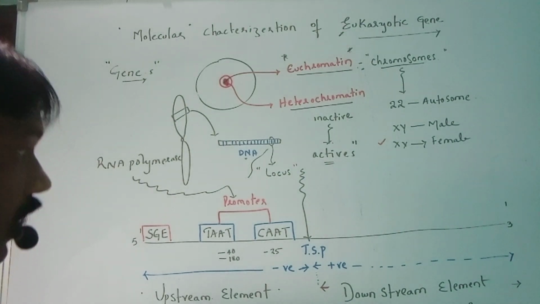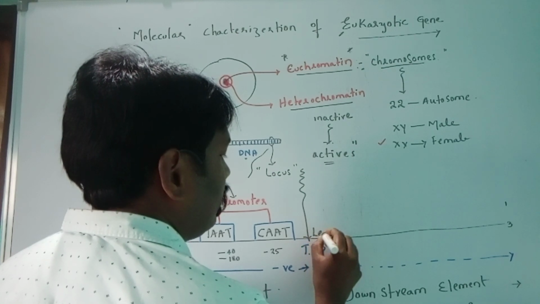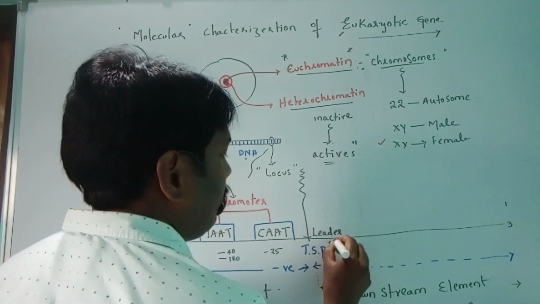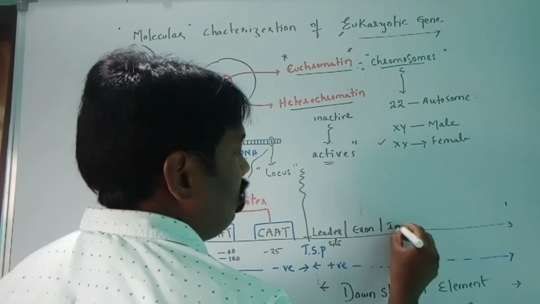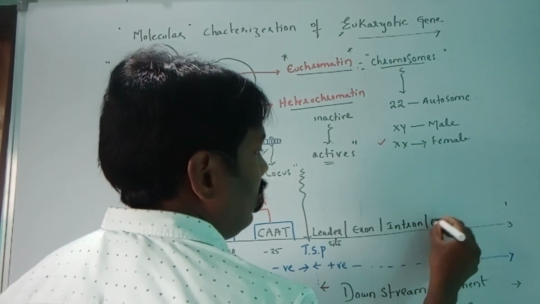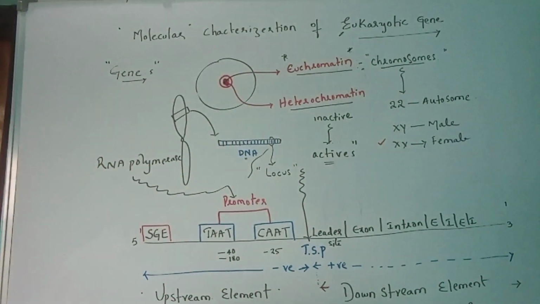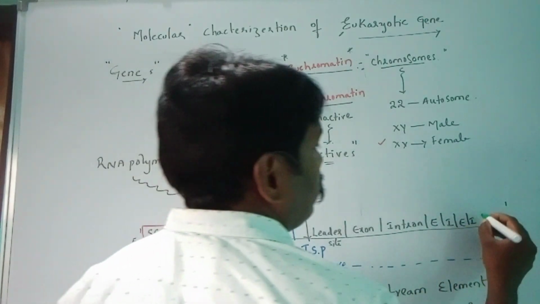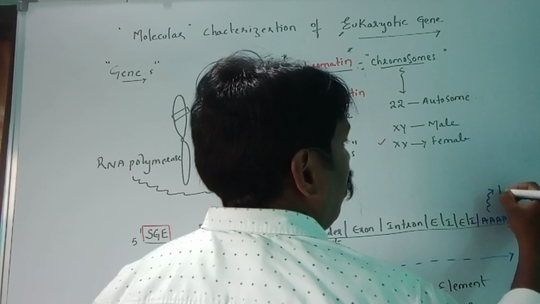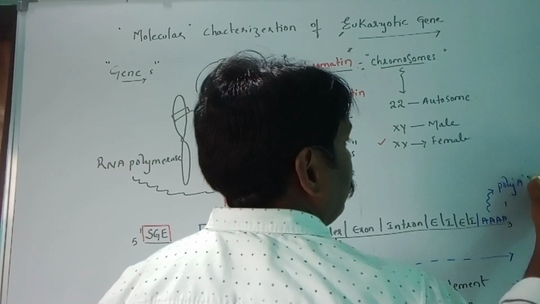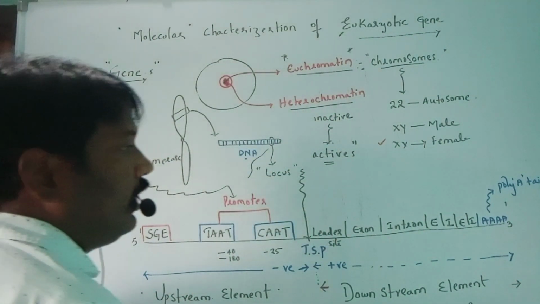Whereas after the transcriptional start point, here it has a leader site. The leader site is there, followed by exon, followed by intron. Exon, intron, exon, intron. At the 3' end, it has a sequence of adenine, adenine, adenine, adenine. So it is known as the polyadenyl tail or end.